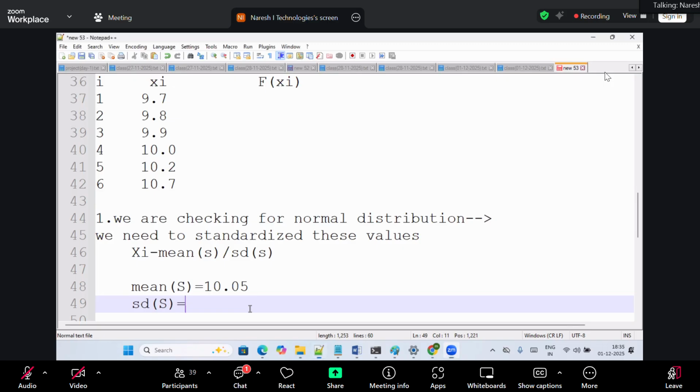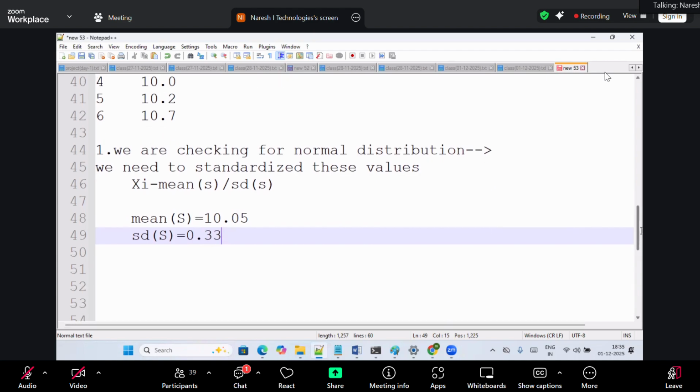0.33. Okay, fine. This is the value you got here.